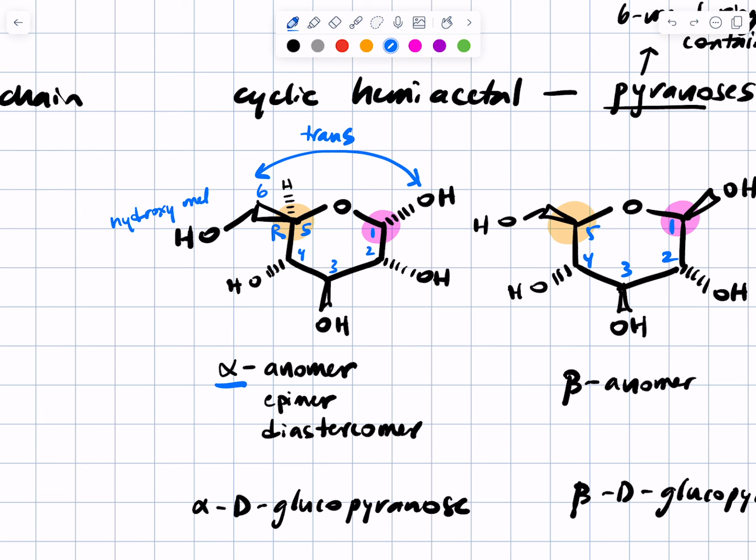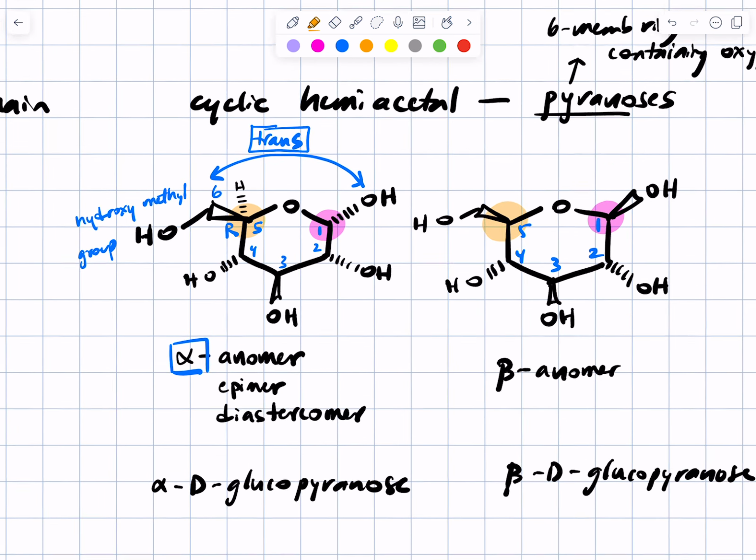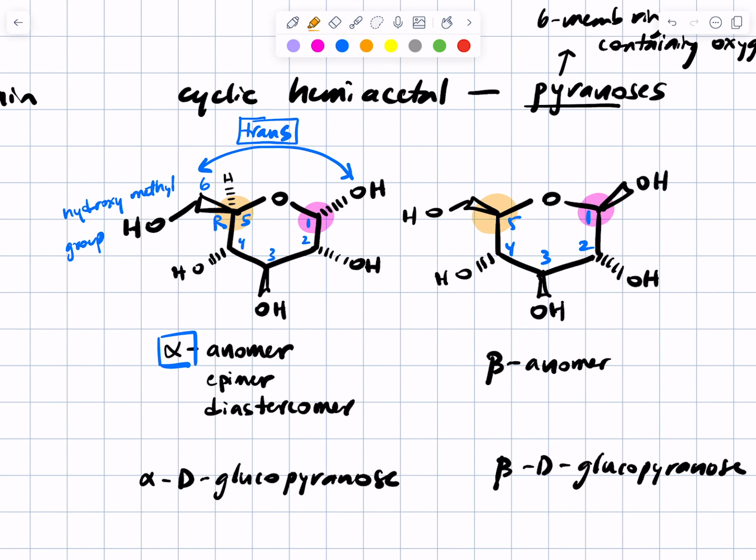That was a weird way of writing it, hydroxymethyl group. And so when that's true, when the C1 hydroxyl is trans to the C5 hydroxymethyl group, that's what it means to have the alpha configuration. If the C1 hydroxyl group is cis to the C5 hydroxymethyl group, then it's beta configuration. All right, that'll be important later on.